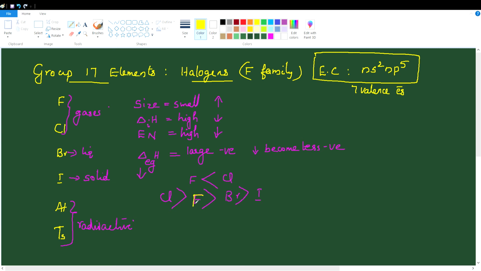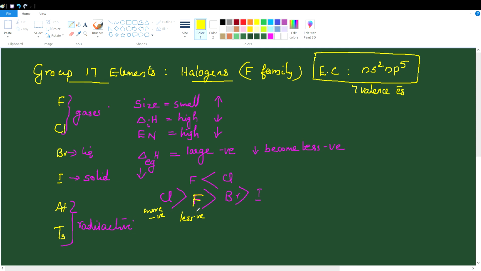The electron gain enthalpy of fluorine is less negative. The chlorine is more negative. This is due to the small size of fluorine. Because of small size, the electron enters a smaller shell, second shell in the case of fluorine, which experiences more repulsion for the added electron. Hence, only lesser amount of energy will be released in the case of fluorine. ΔegH value of fluorine is less negative compared to that of chlorine. An irregular observation shown by fluorine.